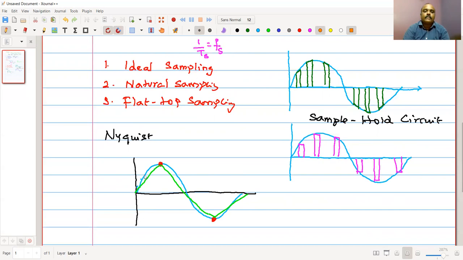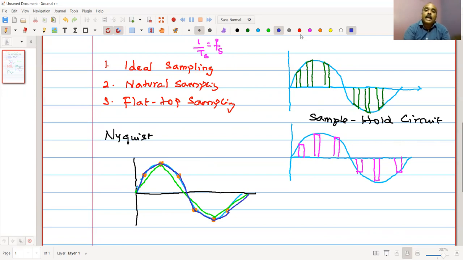Now let us take more samples. I'll take one sample here along with this, one more here, one more here, one more here, and one more here. Now I'm taking 1, 2, 3, 4, 5, 6. Now let us see how we are going to reconstruct. So I'm joining these dots. Now you can see that if I use two samples, the error in the reconstruction is high. So by increasing the number of samples, we can achieve a closer approximation to the original signal.